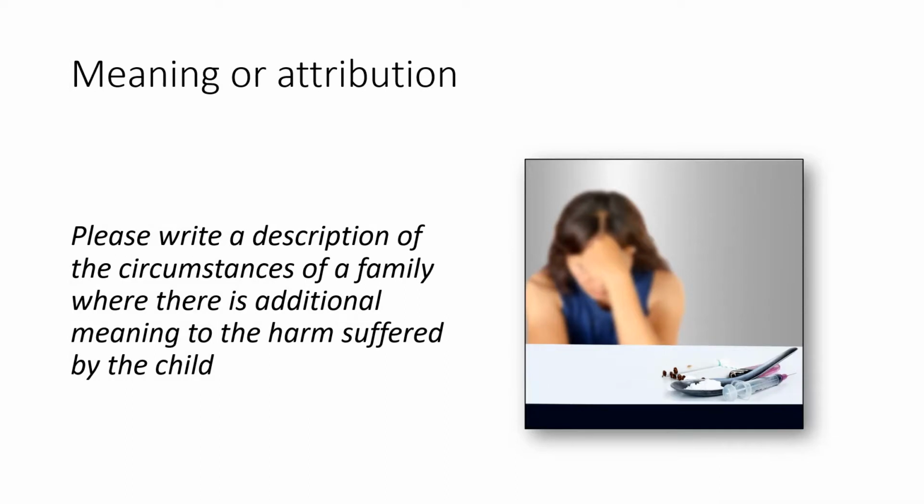One of the aspects of significance is additional meaning or attribution to the harm. This is often related to the capacity of the parents. Describe the harm caused to a child and what may give it additional meaning relating to the capacity of the parents to meet needs. The slide image is a parent's substance misuse problems that have been a causal factor in the child's neglect, and there is no prospect of change within the child's timeframe.